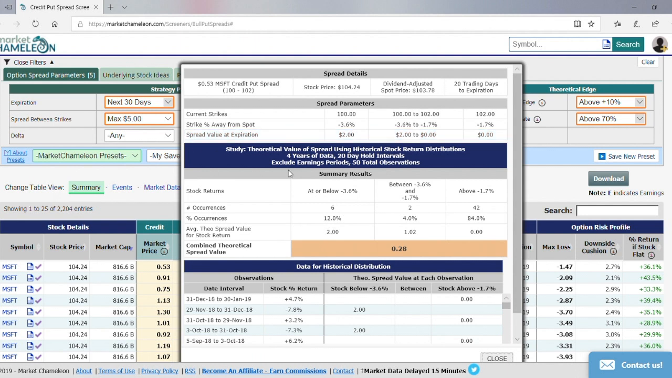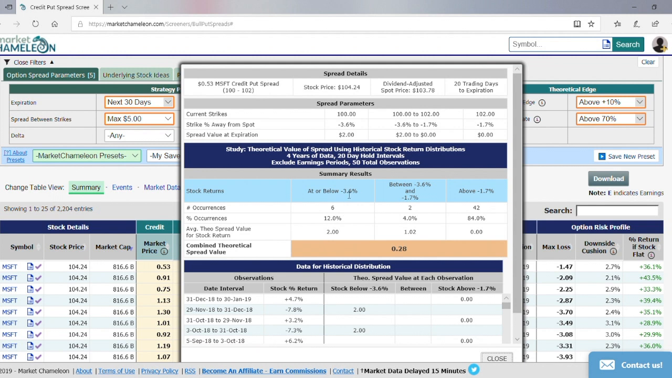So here's the study. The theoretical value of the spread using historical stock return distributions, using 4 years of data. We're looking at 20-day holding intervals, and we're excluding any earnings periods because Microsoft is not going to have an earnings report during this expiration. And we have a total of 50 observations. So these are the results.